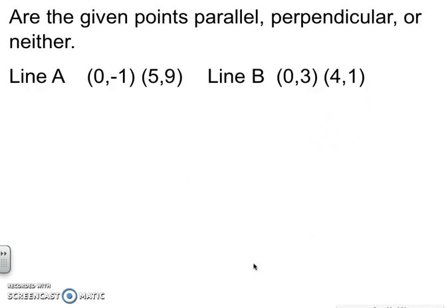All right, so if you have any questions on that, let me know. Otherwise, we're going to look at some points now. So are the given points parallel, perpendicular, or neither? Okay, you need a lovely formula to find the slope of these lines. And that formula is going to be y2 minus y1 over x2 minus x1. Okay, so let's do that together.